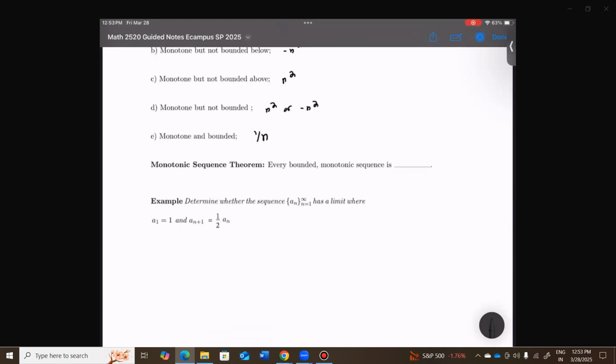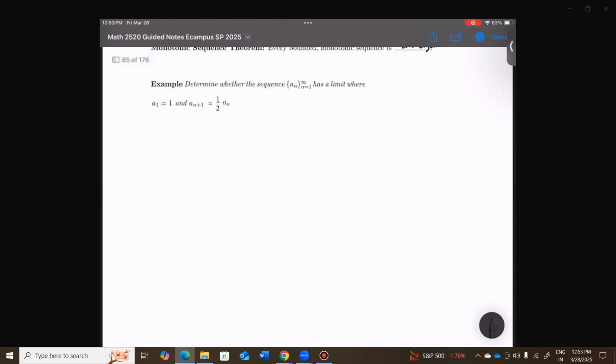Monotonic sequence theorem: every bounded monotonic sequence is convergent. That's why we want to know if it's bounded. If it's bounded and it's monotonic, we know it converges. Okay, so let's determine whether the sequence has a limit and where.